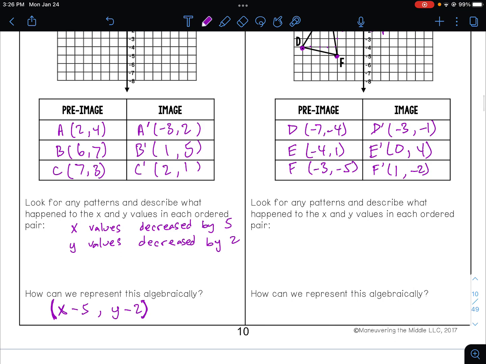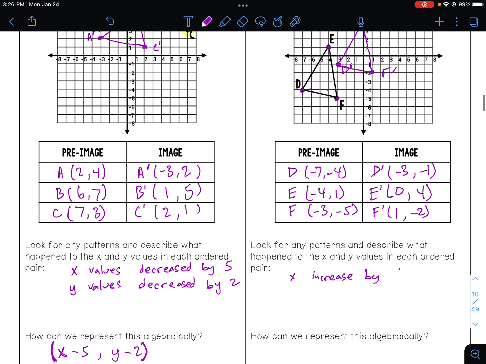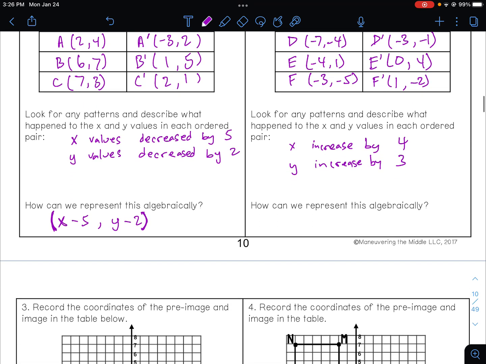So what happened to the x values? X increased by 4. Y increased by 3. So to represent it algebraically, we would say x increasing by 4 is +4, comma, y increasing by 3 is +3. And that is how we represent a translation algebraically.